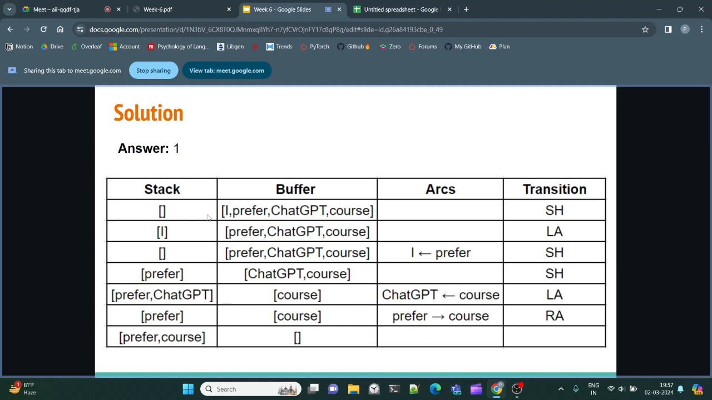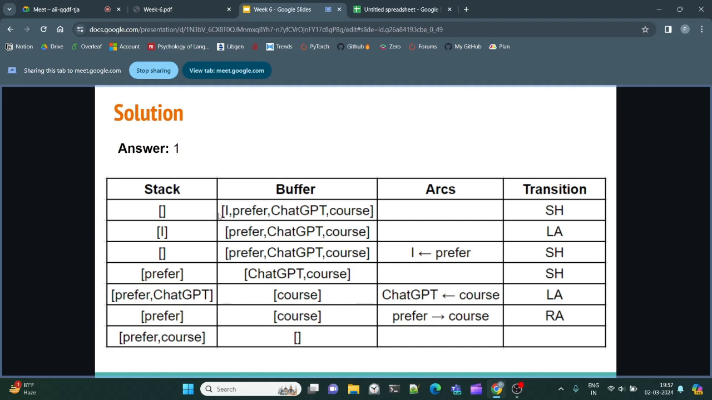Next is right arc. If I had to have a right arc, it would be from the word at the top of the stack to the buffer. Again, the stack is empty, so right arc is not a valid option. So left arc and right arc are eliminated. Next, can I do a reduce operation? In order to do a reduce, there should be something present in the stack. Again, the stack is empty, so reduce cannot be done. That leaves us with the shift operation.